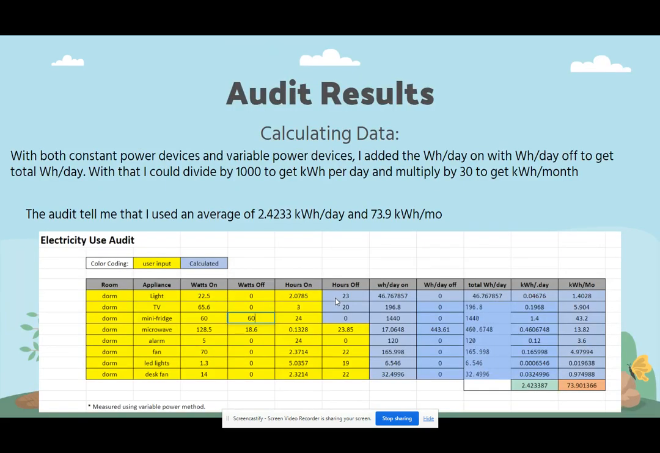All right, now for our results. With both constant power devices and variable power devices, I added watt hours per day on with watt hours per day off to get total watt hours per day. With that, I could divide by 1,000 to get kilowatt hours and multiply by 30 to get kilowatt hours per month. The audit tells me that I use an average of 2.42 kilowatt hours per day and 73.9 kilowatt hours per month.